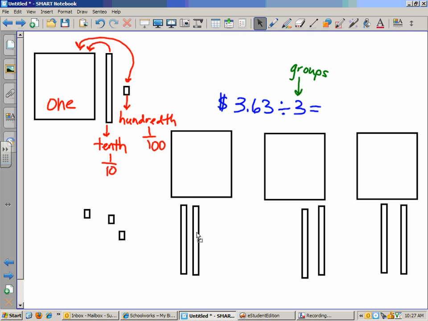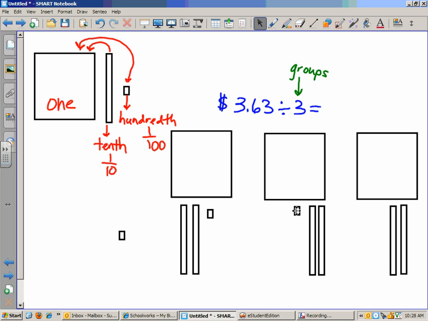Okay, so now we have an equal amount of longs, and now we're going to take our cubes and separate our cubes. And like we said at the beginning when we were talking about dividing, we want to look at the quotient as the number in each group.